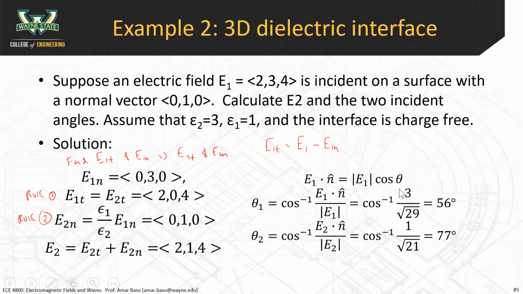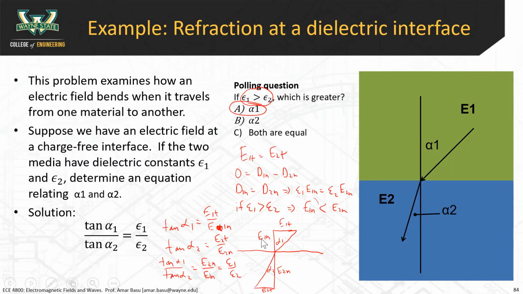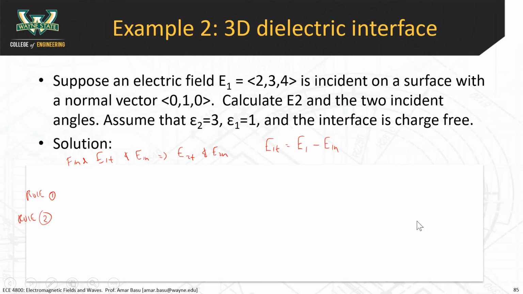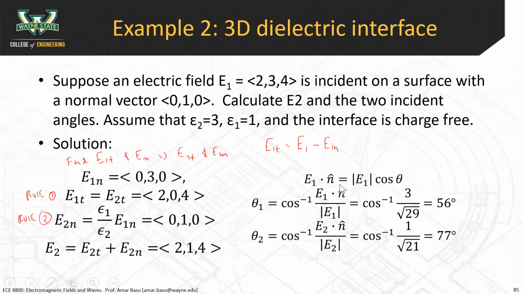In terms of the angles, you want to find alpha 1 and alpha 2. Alpha 1 and alpha 2 are these two angles, the E1 angle and then the E2 angle, incident angles. And the way you find those is, again, the definition of the dot product. In this case, E1 dotted with N is equal to the magnitude of E1, the magnitude of N, which is 1, so you can just ignore that, cosine of theta, and then you solve for theta. So you use the dot product to find the angles.